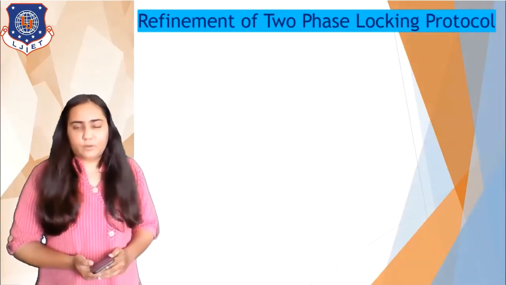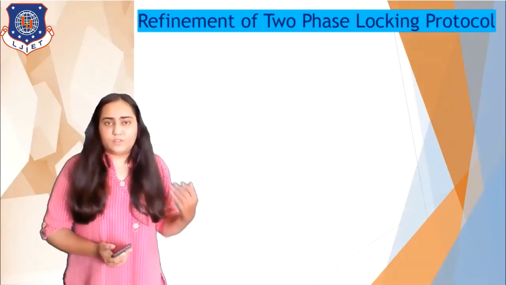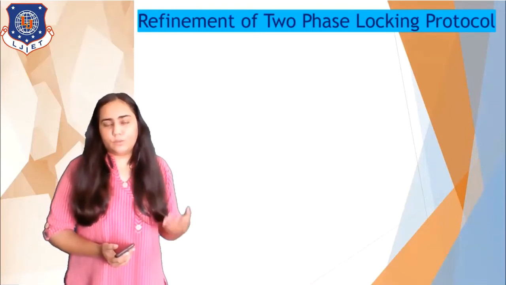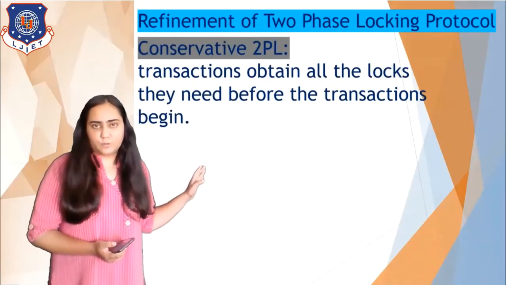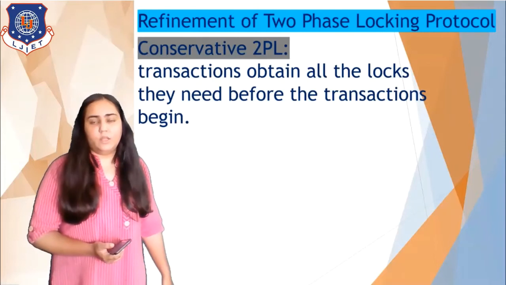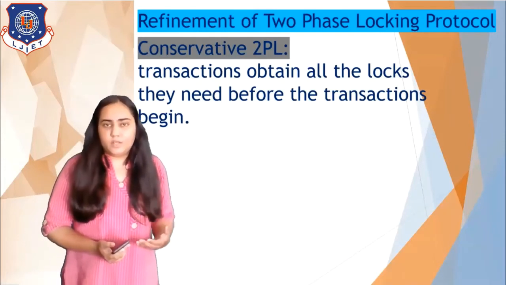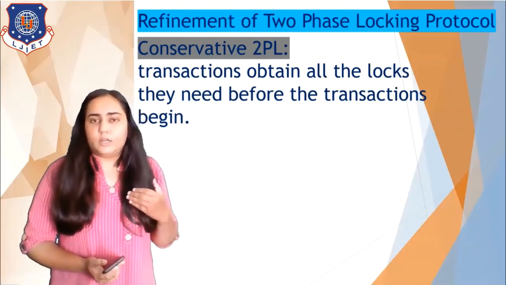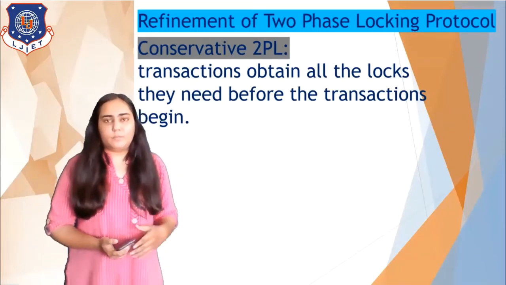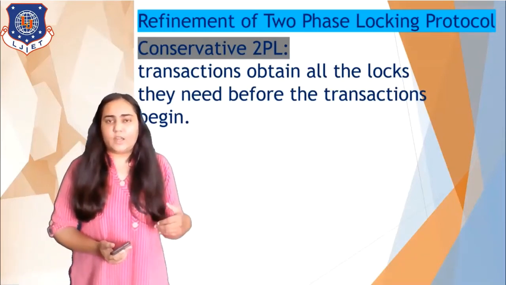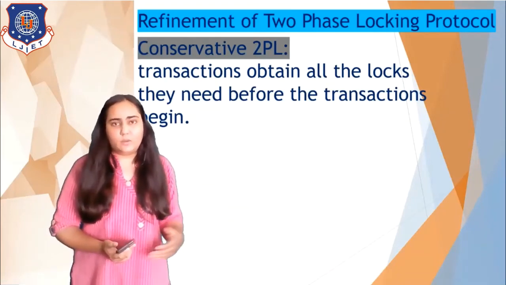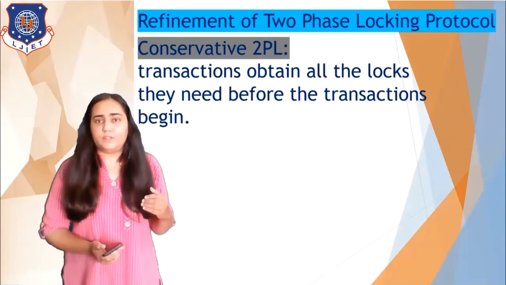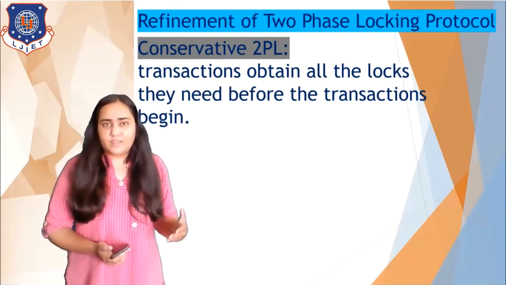Now, two-phase locking protocol can still be improvised or made stricter, and to do so, there are several variants of two-phase locking protocols. The first such variant is known as the conservative 2PL or two-phase locking protocol, where transactions obtain all the locks before beginning. So that means from the beginning, if the transaction can identify that it's going to need data items A, B, C, D, and so on, then the transaction is going to obtain all those locks right at the beginning.